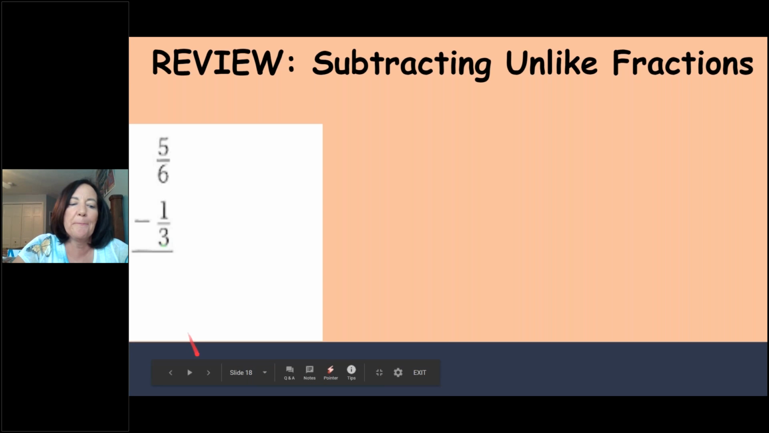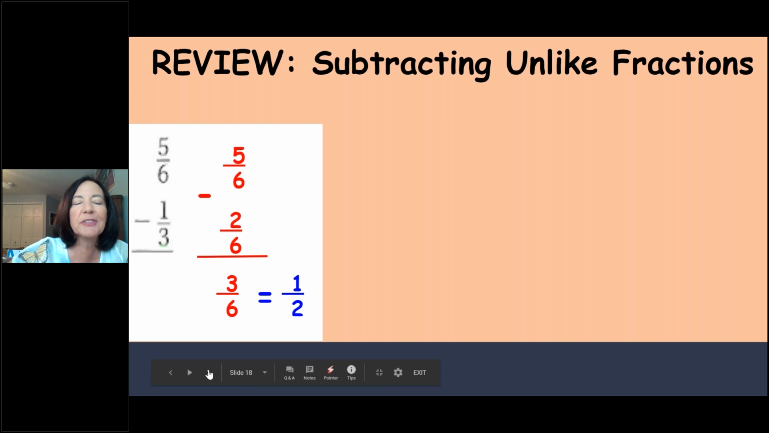So help me rewrite that problem. What we should get is 5 over 6, and 3 times 2. You would rewrite the problem as 5 over 6 minus 2 over 6. Correct. And it would equal 3/6, which is a half. You are awesome. You did know to reduce it, and it was 1/2.